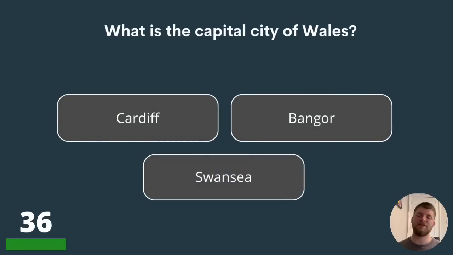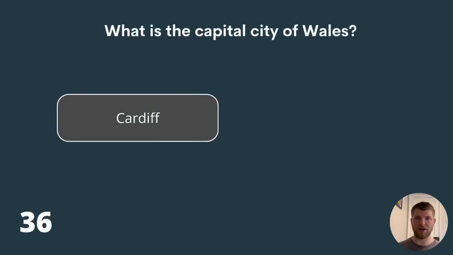What is the capital city of Wales? Cardiff, Bangor, or Swansea? What is the capital city of Wales? The answer is Cardiff.